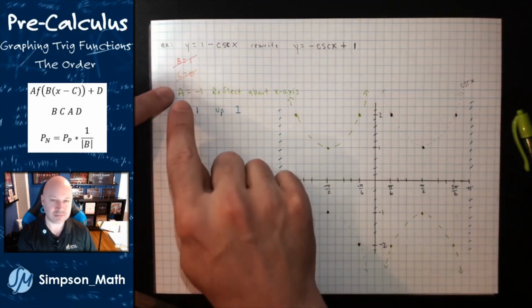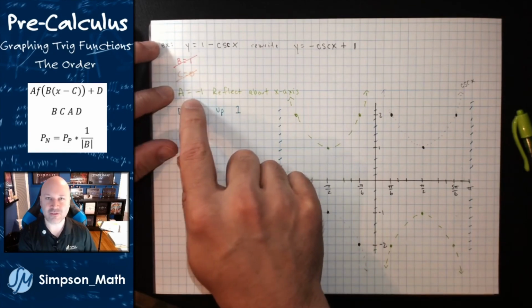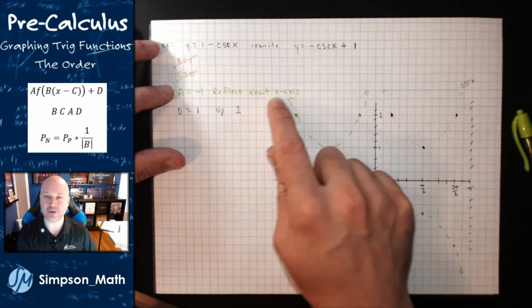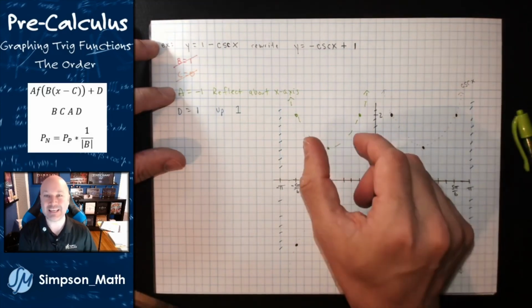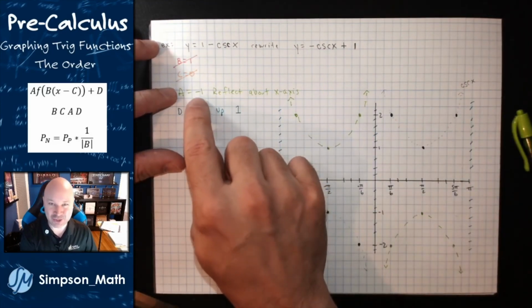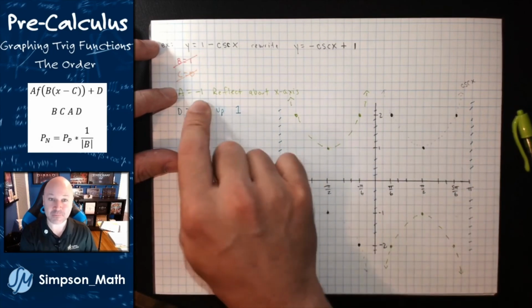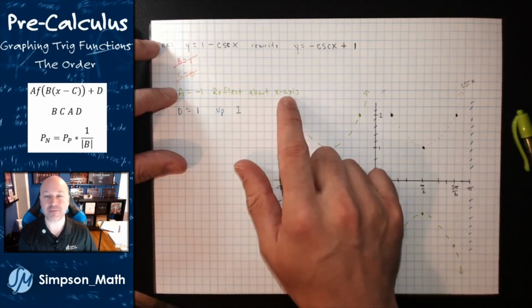But it's very important. This is why I make you identify the transformation and then tell me what you're doing. I need to know you're not just coincidentally getting the right answer. I need to make sure you know those transformations. So tell them to me. A is a -1, therefore it reflects about the x-axis.